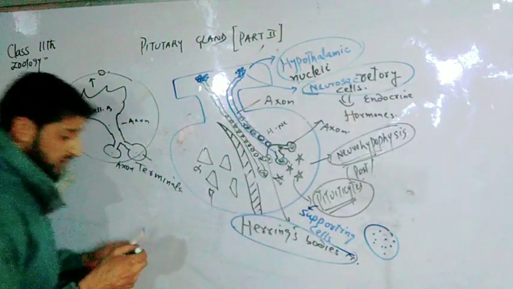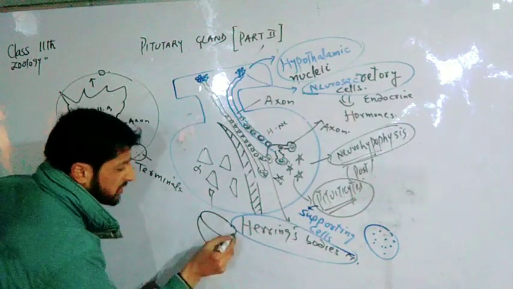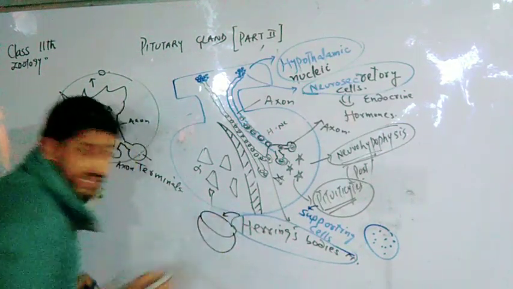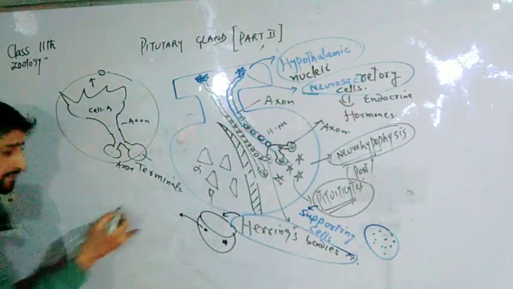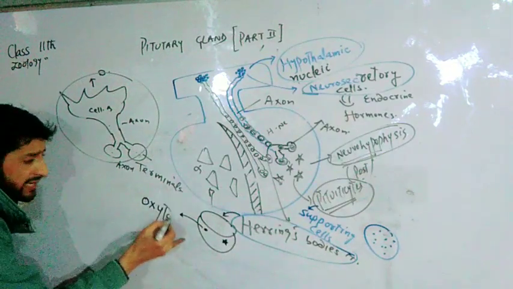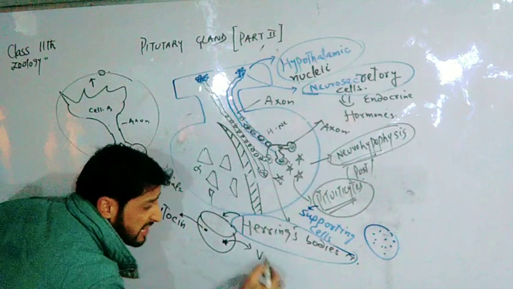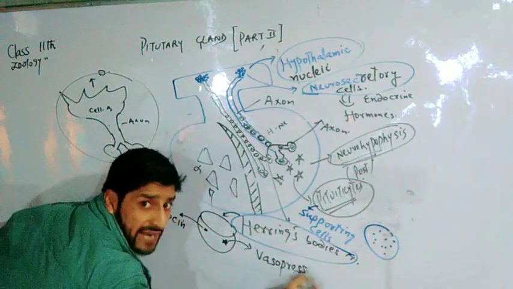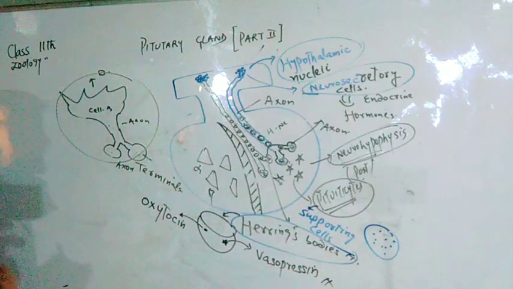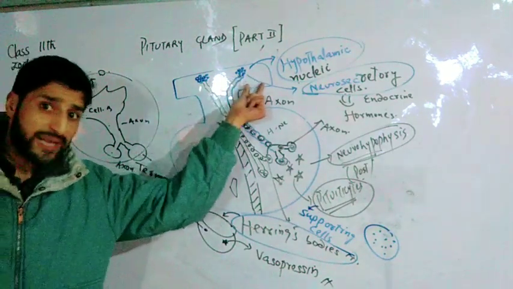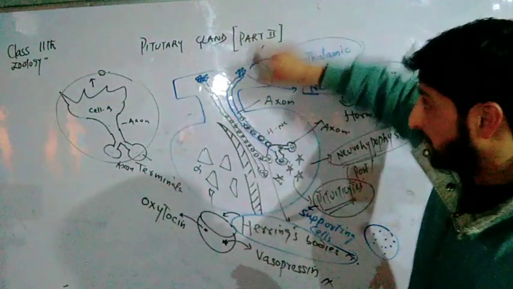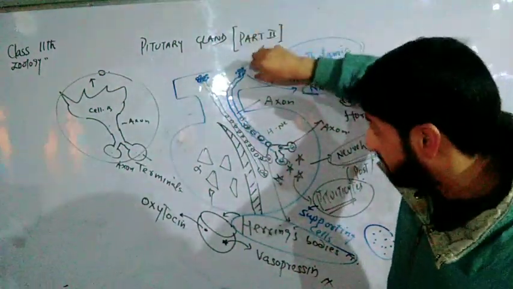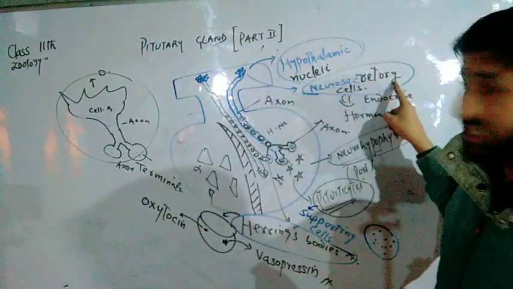The two hormones stored in these sacs, the Herring bodies, are as follows. The first hormone is known as oxytocin. The second hormone is known as vasopressin. Oxytocin and vasopressin are the two important hormones produced from the hypothalamus. They are actually neurohormones because they are formed from the neurosecretory cells of the hypothalamus.